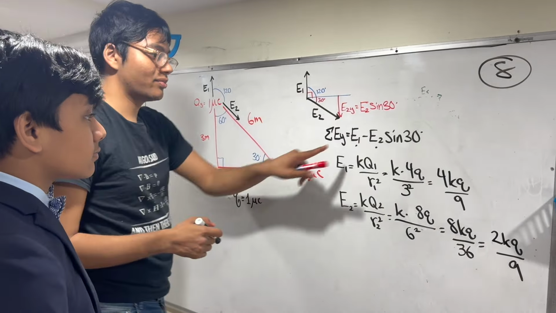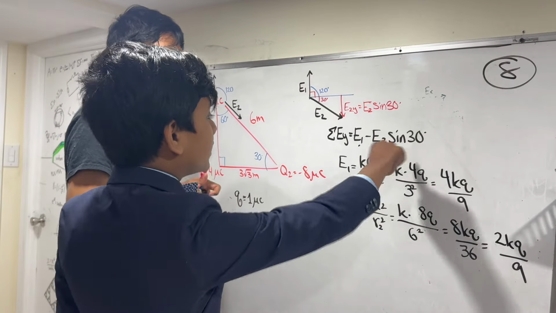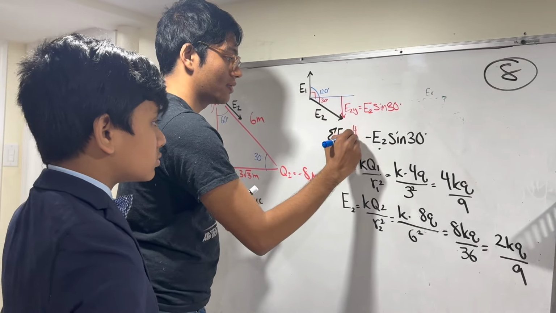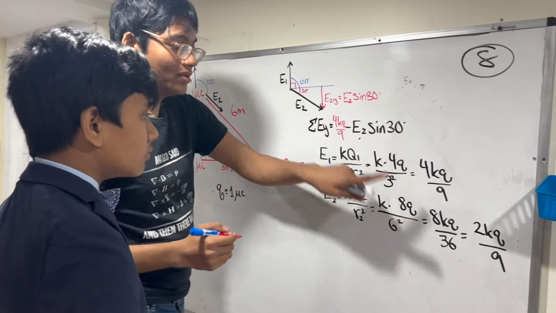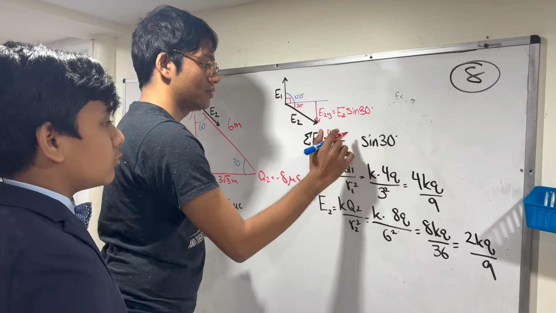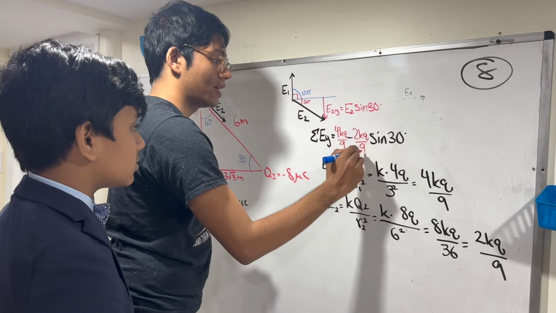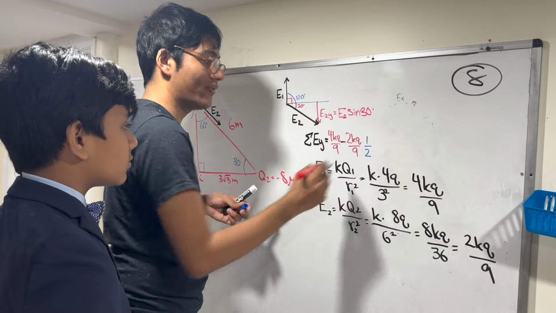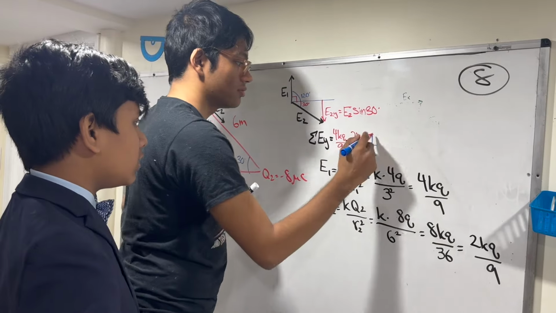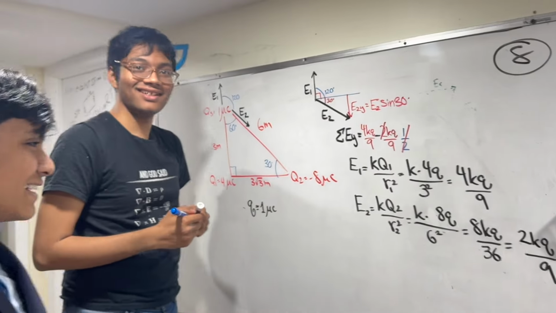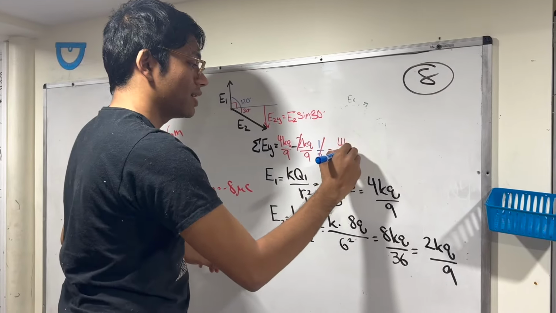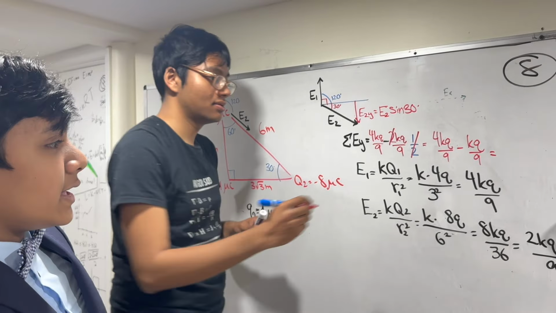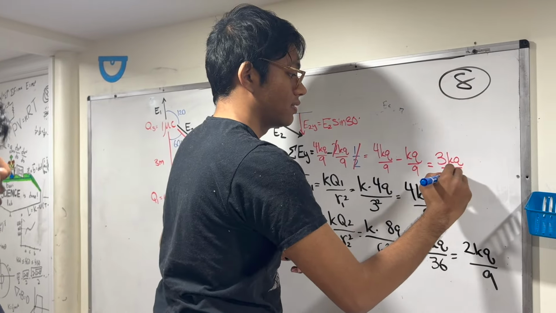So now we can just plug these in here. So don't forget the sine 30 degrees. Yeah. So let's plug it in. So instead of E1, what should I put? 4KQ over 9. Instead of E2, what should I put? 2KQ over 9. And you know that sine 30 is exactly 1 half. So 1 half of 2 is? 1. So you can cancel those out. And now you have a common denominator. 4KQ over 9 minus KQ over 9. What is this? 3KQ over 9 or KQ over 3. Then you can just plug in and solve.